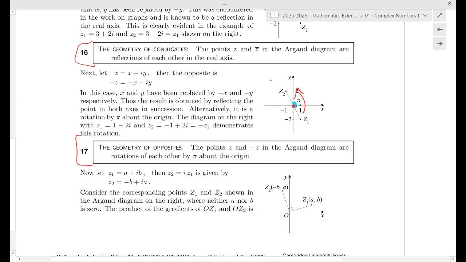All right. Imagine you had z1 equals a plus ib. So you've just got one complex number equals that. Then z2 is i times that. So we're multiplying it by i as well. That would be given by minus b plus ia. Yeah. So think about what has happened then.